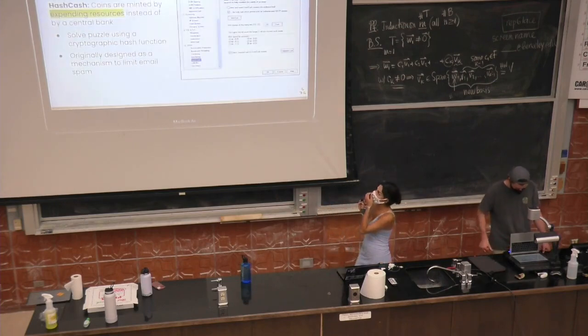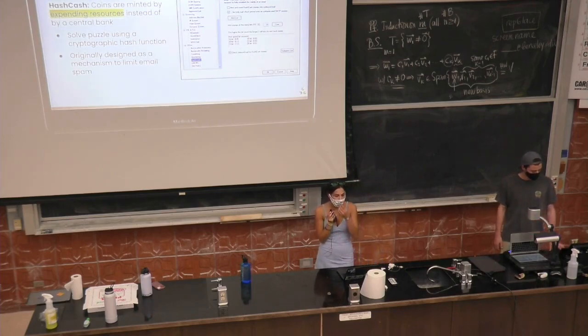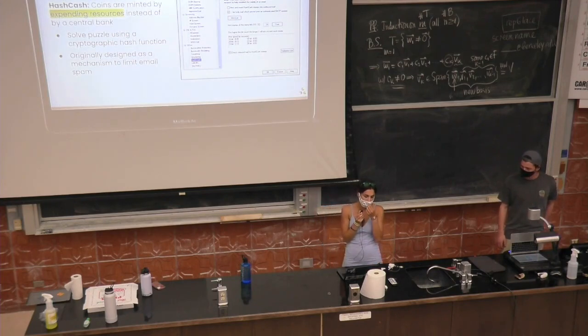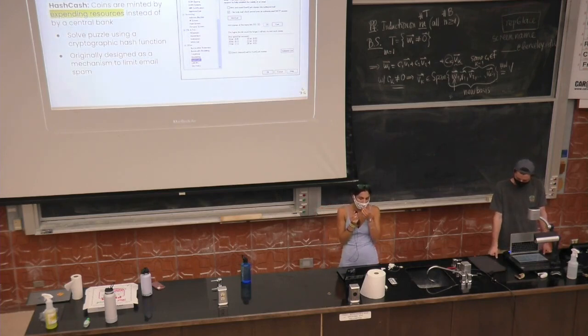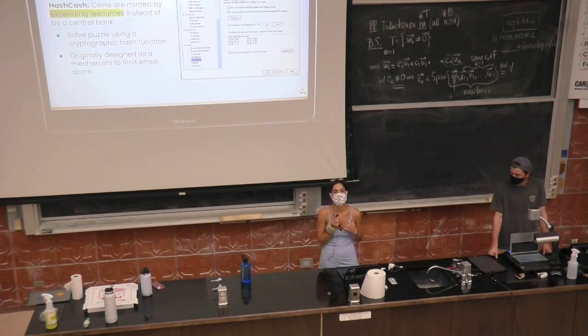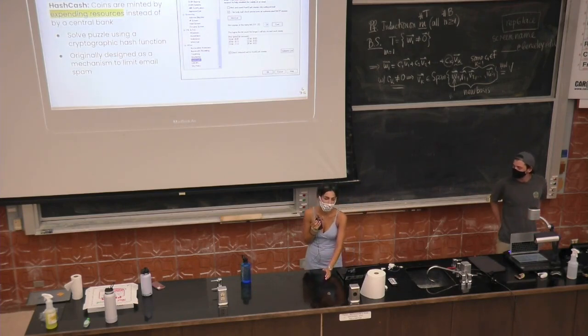And then Hashcash was actually not a cryptocurrency in the sense that it wasn't really a coin, but it was used to limit email spam. So coins were only minted by expending resources instead of being minted by a central bank. You would solve a puzzle using a cryptographic hash function, and the recipient of this email would see a Hashcash symbol on the sender's email so that the recipient could say, okay, this person expended some amount of energy to send this email, so it's probably not spam.